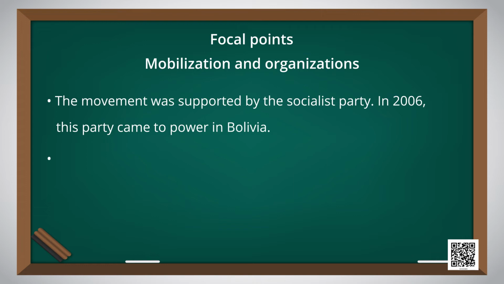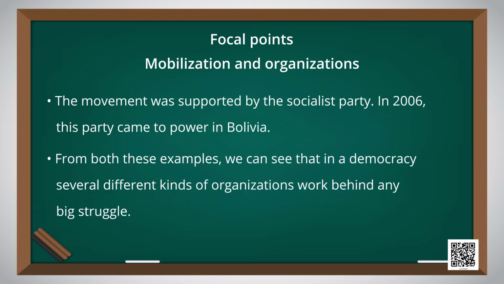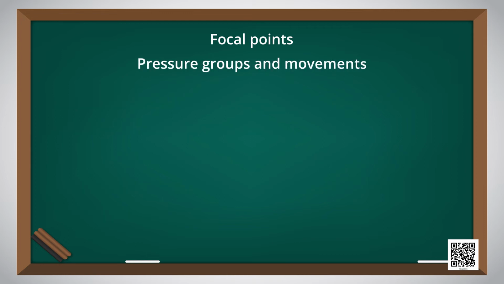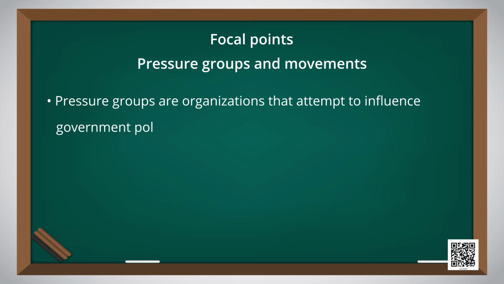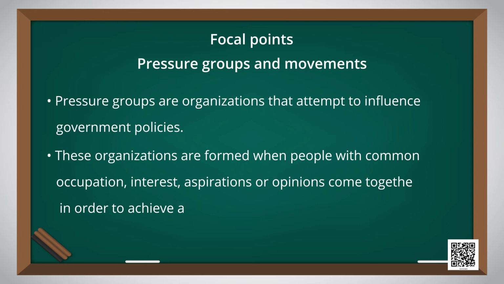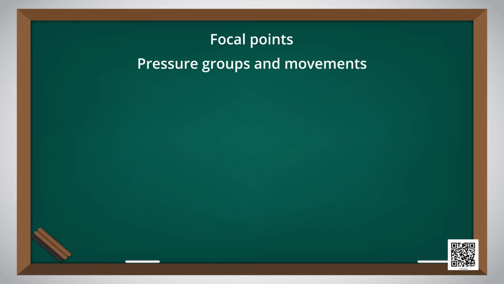From both these examples, we can see that in a democracy, several different kinds of organizations work behind any big struggle. From here, we talked about pressure groups and movements. Pressure groups are organizations that attempt to influence government policies. These organizations are formed when people with common occupation, interest, aspiration, or opinions come together in order to achieve a common objective. And how these sectional interest groups and public interest groups come to the forefront for policy making.